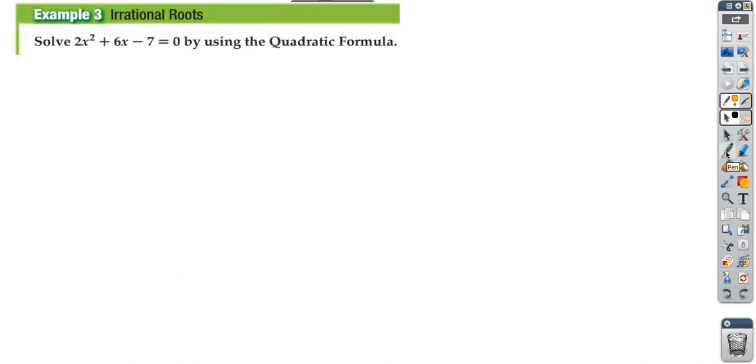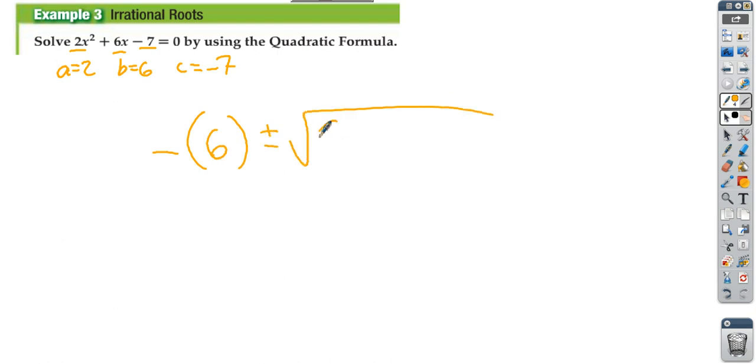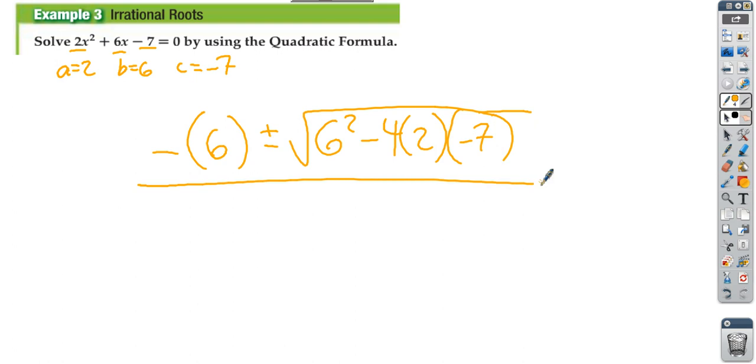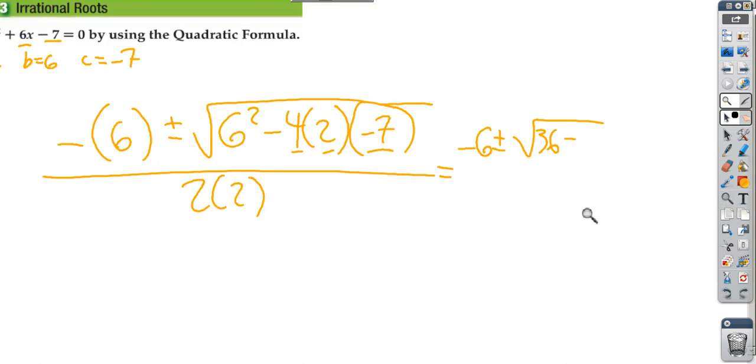Sometimes that can happen. If you get 0 under the root, you may only get one answer. Alright, let's take a look at this one. So in this example, a is 2, b is 6, c is negative 7. So negative b would be negative 6 plus or minus the square root of b squared, so 6 squared, minus 4 times a, 4 times 2, times c, times negative 7, all over 2 times a, 2 times 2. So we have negative 6 plus or minus the square root. 6 squared is 36, minus, and then 4 times 2 is 8, 8 times negative 7 is negative 56. So we have minus negative 56, and that's all over 2 times 2, or 4.